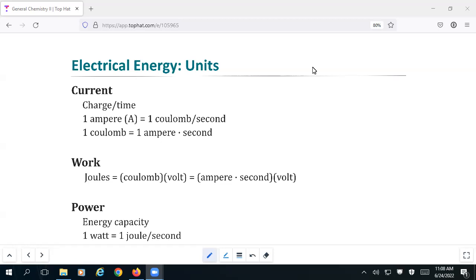In terms of work, we usually associate that as an energetic term. We've already talked about that. That's joules, joules being the combination of coulombs and volts. And power is a measurement of capacity of energy. And so what we usually use there is the watt. And a watt is a joule delivered every second.